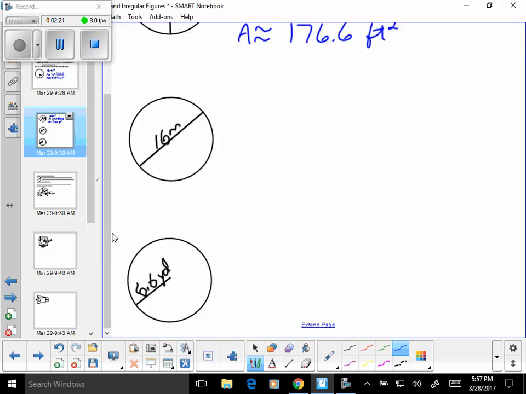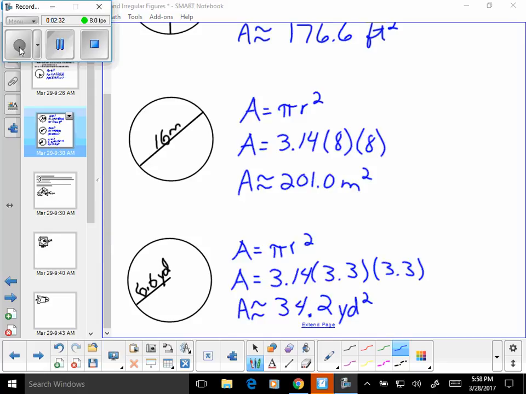However, the next two, the diameter of 16 and the radius of 6.6, I want you to hit pause and do those two on your own. And at this point, you can check out the last two problems on this first part of our lesson.